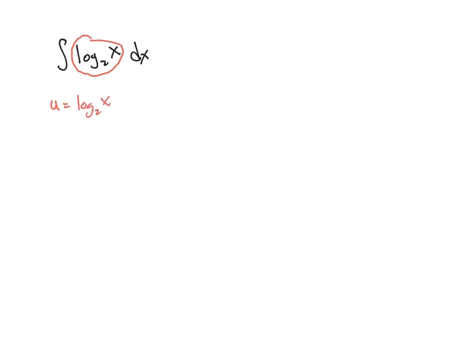And that means everything else that's left is my dv. Now, notice the only thing that's left is dx. And that's okay. We'll just write down dv equals dx. So we did step 1, choose u. Step 2, dv is everything else.